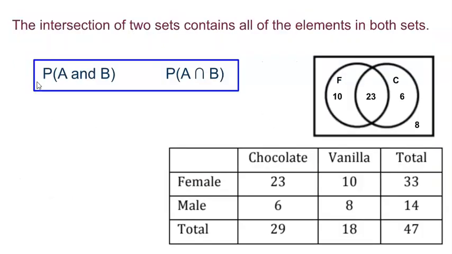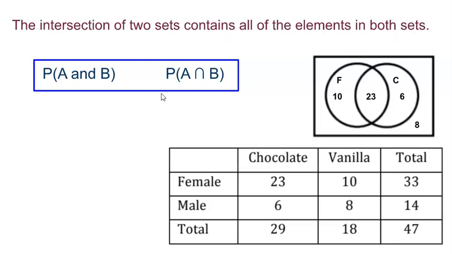Now let's find the probability of A and B. When you see this notation, it means to find the probability of A and B. When you see this symbol right here, it means the intersection. So the intersection of two sets contains all of the elements in both sets. So the elements have to be in both sets at the same time.